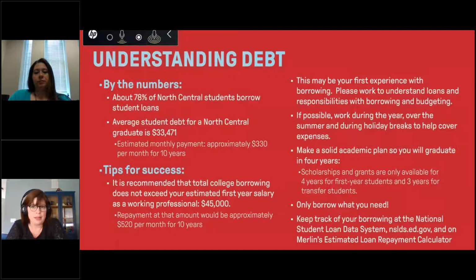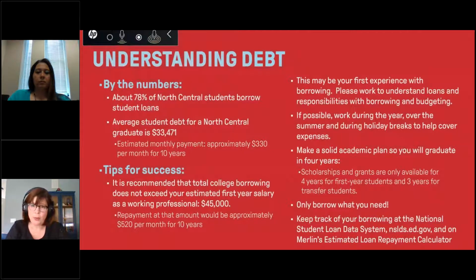So I know that seems like a lot of money now, but once you become a working professional, we generally try to say, oh, the average student leaving North Central would probably be making $45,000 a year. We want to keep your college borrowing to what your first year's salary as a full-time working professional is going to be. Anything over that would be considered kind of excessive debt. So just, again, stay aware and plan accordingly.